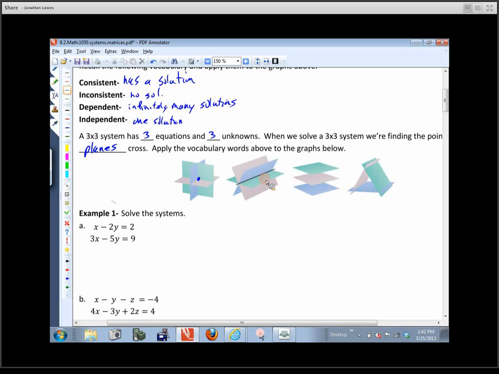And what about this one? I don't know if you can see this. Let me outline this one. Looks like that. They don't touch at all. Not on this one at all. So what would we have there? Inconsistent. We'd have no solution there.